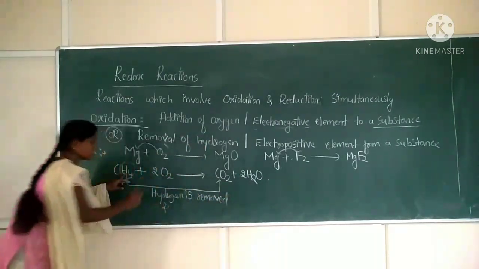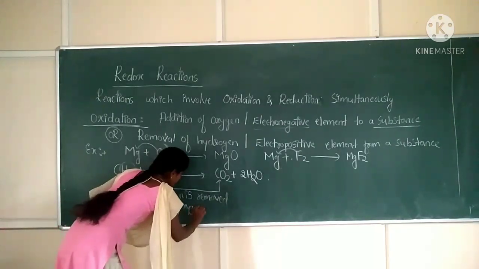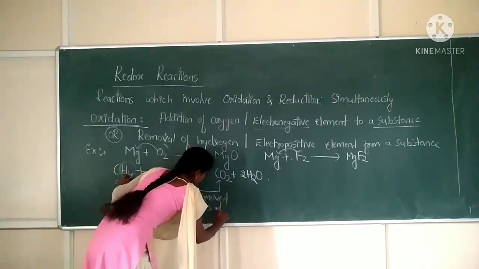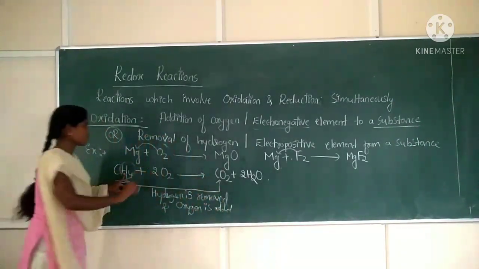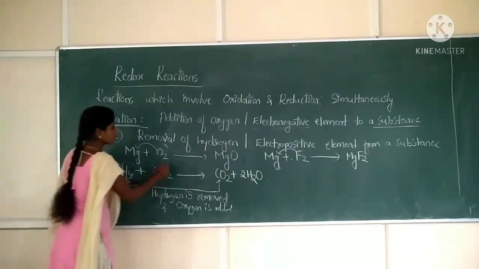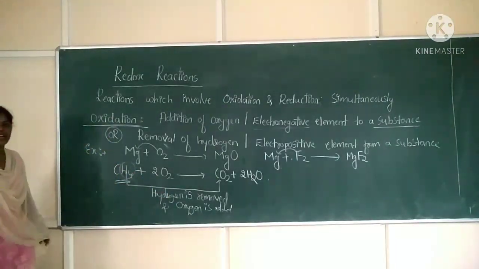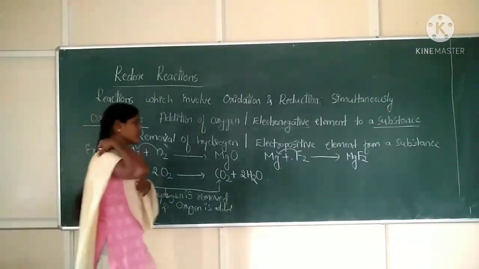And what have we added here? Oxygen is added. So what is the definition of oxidation? Removal of hydrogen or addition of oxygen. So this is the third example. Next, fourth example.